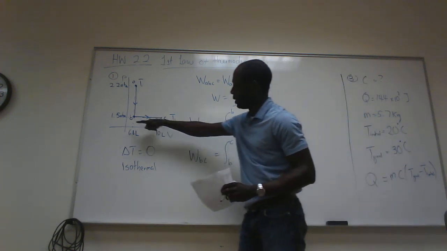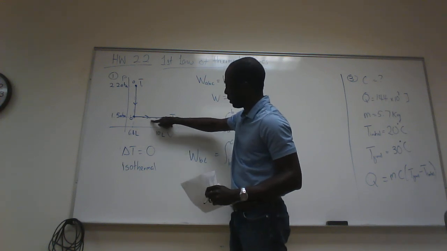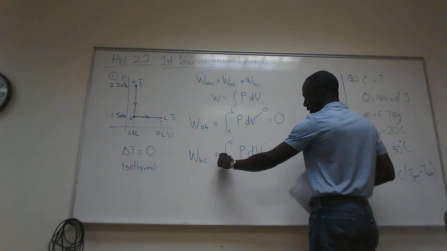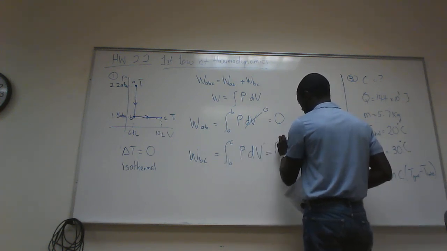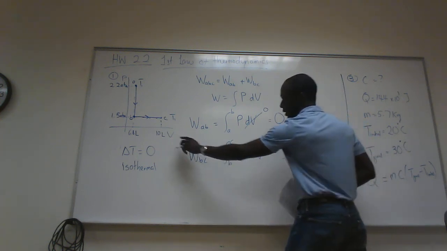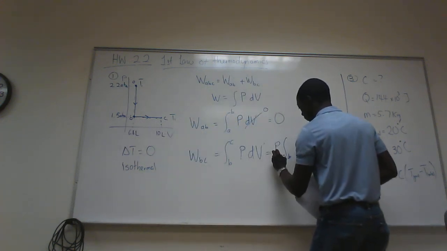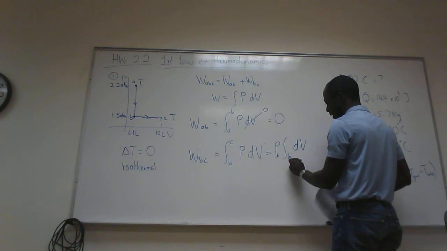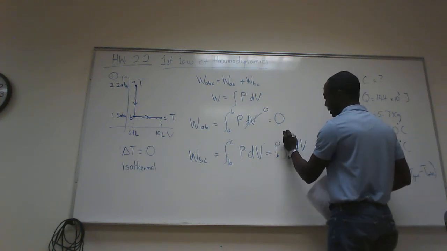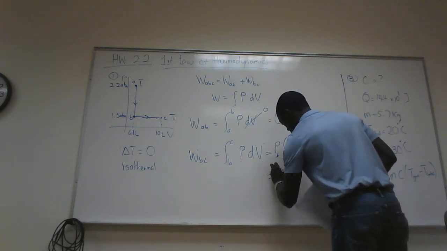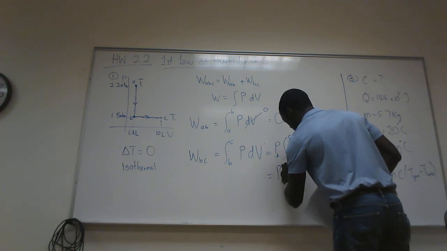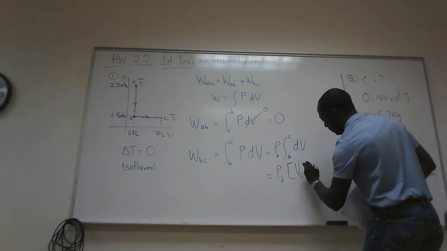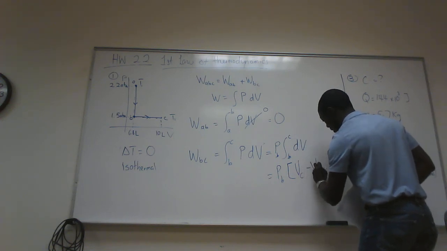And going from B to C, we have the pressure being constant, but the volume changing. So in this integral, the pressure can come out here. So we just have to integrate. And we can use the pressure at point B. And we're going from dV, from volume B to volume C. So this is just equal to the pressure at point B multiplied by the volume at C minus the volume at B.